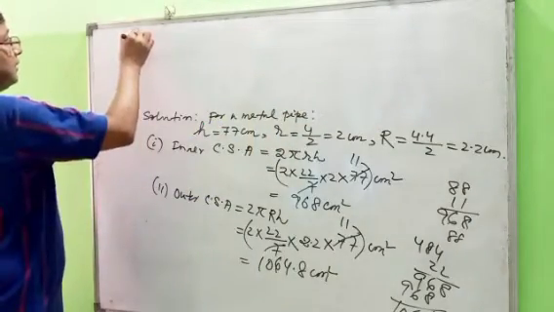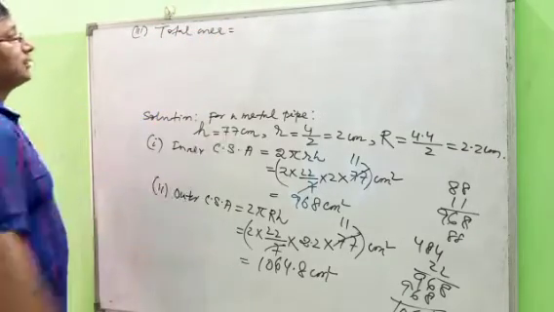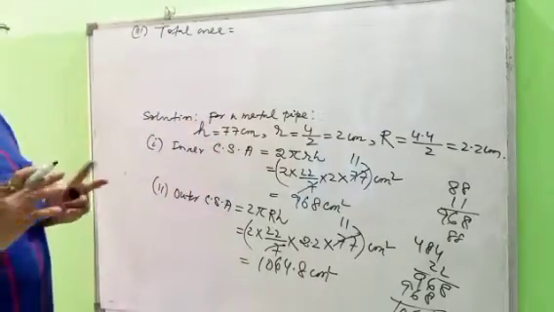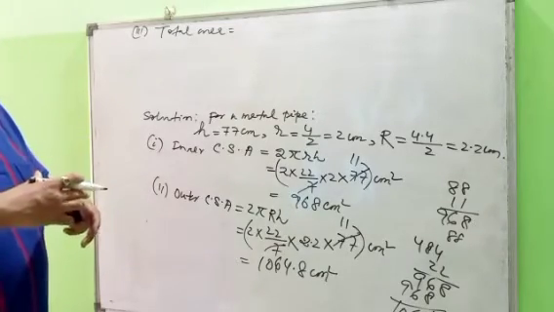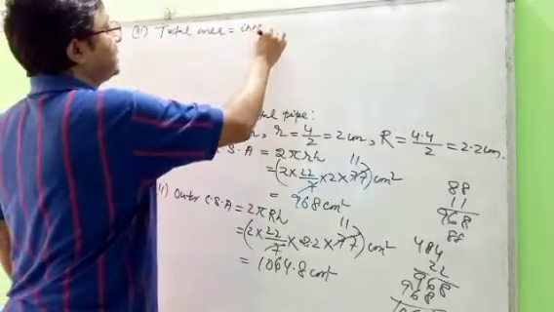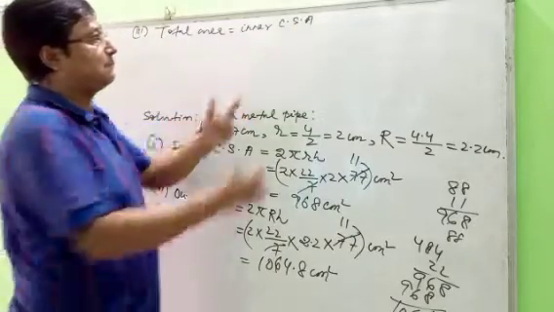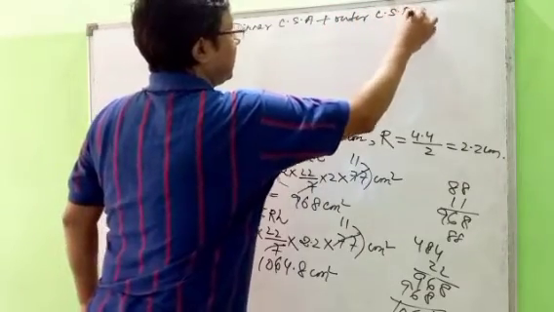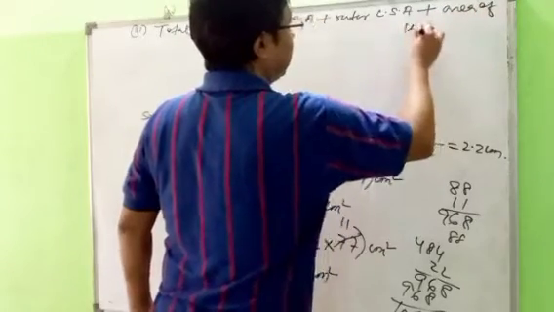Now number 3, there is the total area. So how to get the total area? That means you are going to count the entire surface, both the circular ends, the inner and the outer. So that means the inner CSA, the inner curved surface, plus the outer CSA, that is the outer curved surface area, plus the area of the ring.